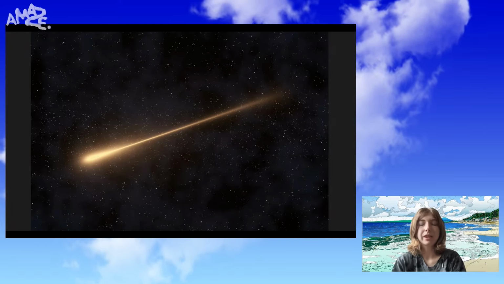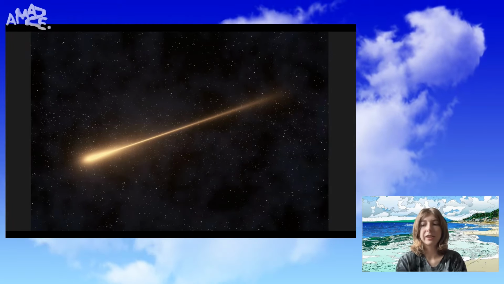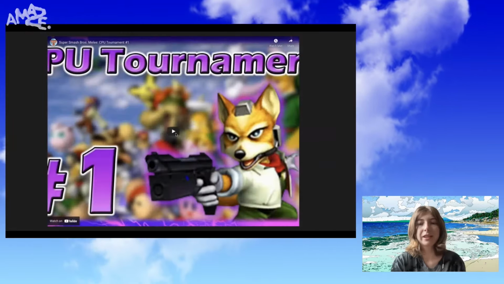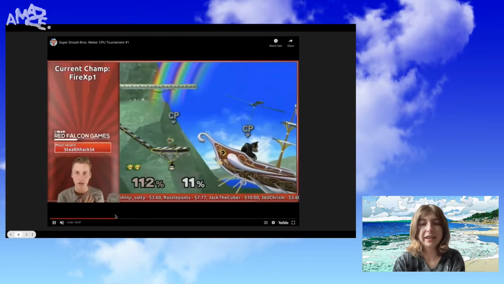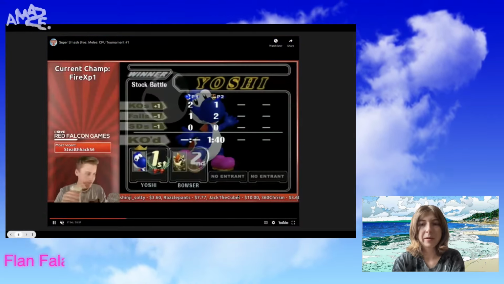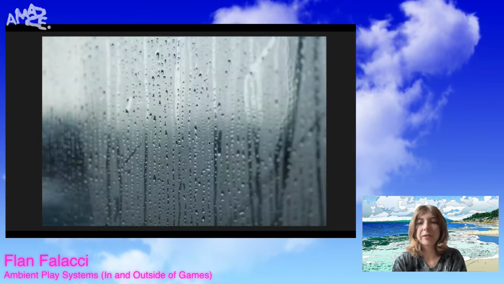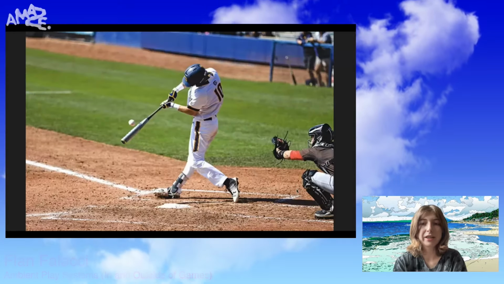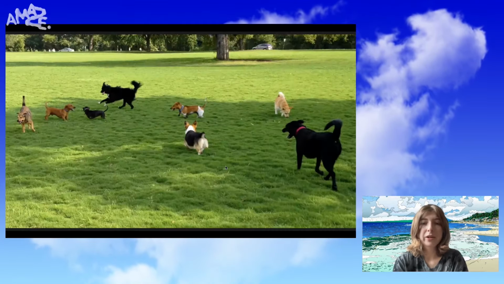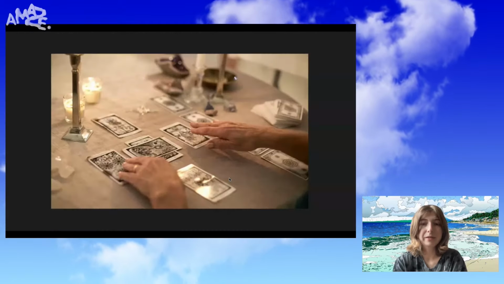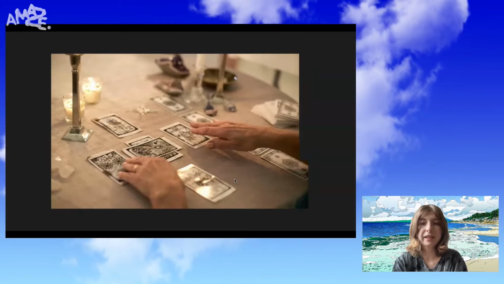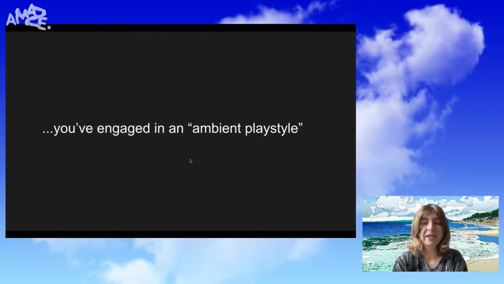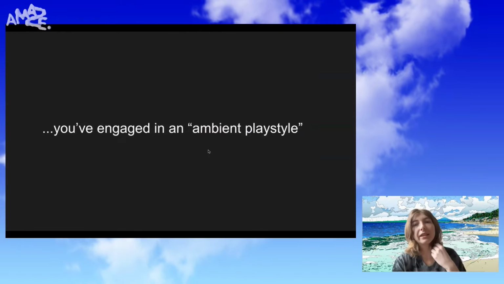So to give you an idea of what it is that I'm thinking about here, if you've ever taken the time to sit under the stars and try and look for shooting stars, if you've ever played with the marble race, if you've ever made AIs fight each other in a fighting game, made a tournament out of it, if you've ever looked at a window and tried to guess which raindrop was going to fall to the bottom first, if you've ever watched sports or gone to the dog park to watch the dogs playing with each other, or gotten a divination reading, or watched a reality television show, then I think that you've engaged in what is an ambient play style.